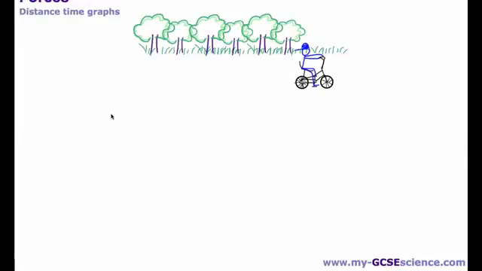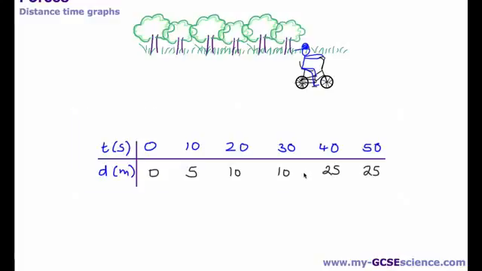Now, what you can do with that journey is actually to put some numbers to it and describe the journey in the form of a table. That could look something like this.